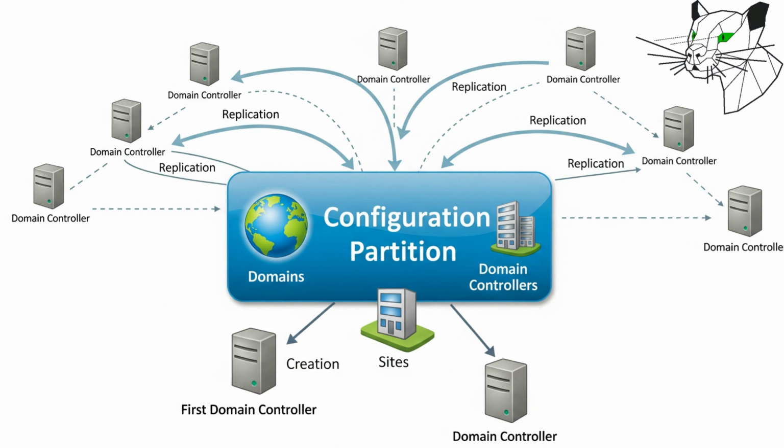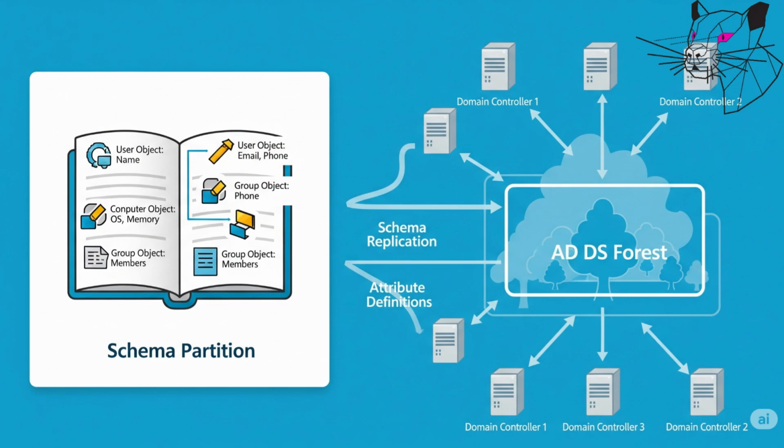The configuration partition contains information about the forest-wide ADDS structure, including which domains and sites exist and which domain controllers exist in each domain. This partition replicates to all domain controllers in the forest. Schema partition. The schema partition contains definitions of all the objects and attributes that you can create in the data store and the rules for creating and manipulating them. Schema information replicates to all domain controllers in the forest.